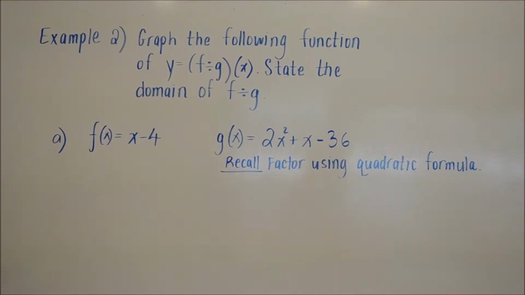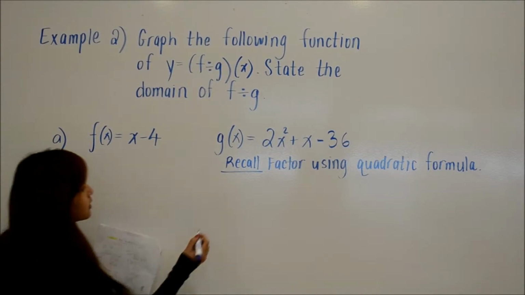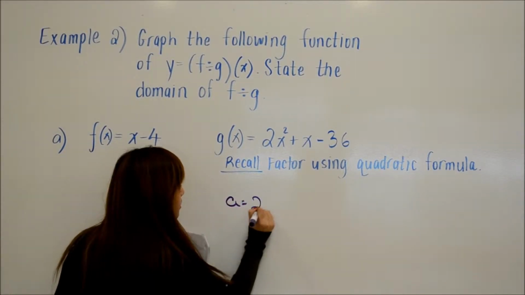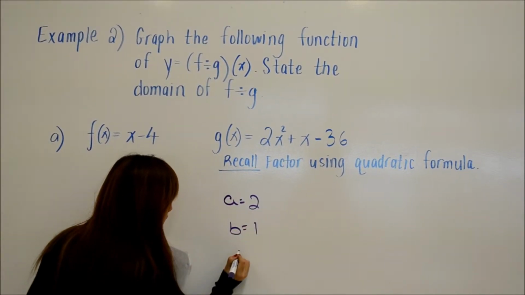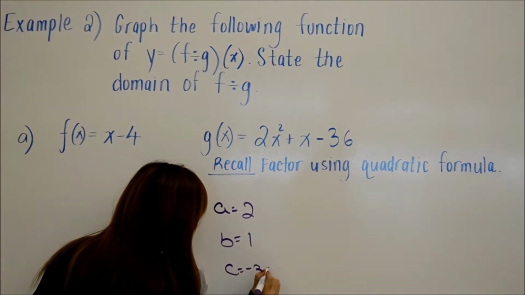Example 2. Graph the following function of y equals f divided by g of x. State the domain of f divided by g. So A. f of x equals x minus 4 and g of x equals 2x squared plus x minus 36. Since we can't factor the equation of g of x, we'll have to use the quadratic formula. So our a equals 2, our b equals 1, and our c equals negative 36.